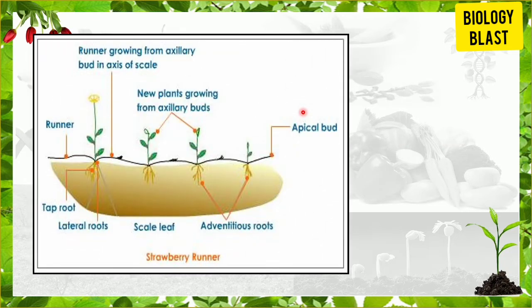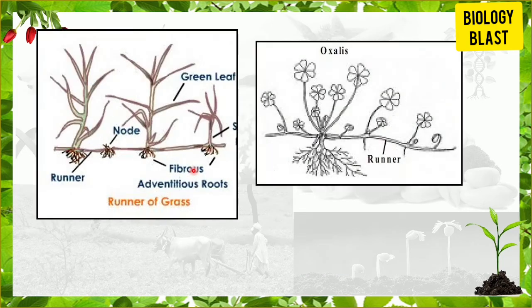Example, strawberry runner. You can see one plant running and new adventitious roots arising that help in vegetative propagation. Next, runner in grasses. You can see nodes and adventitious buds in the running plant. Next, in axillary plants.